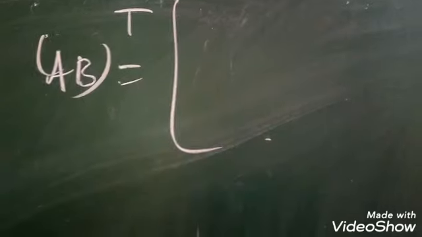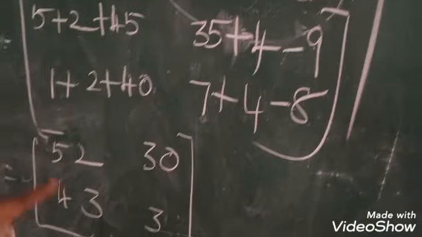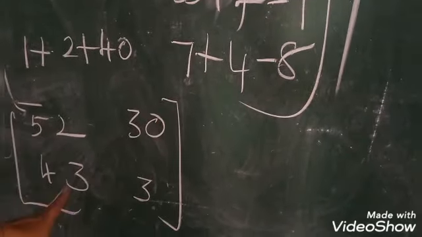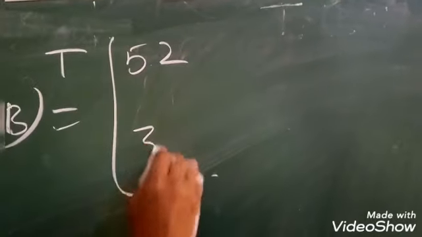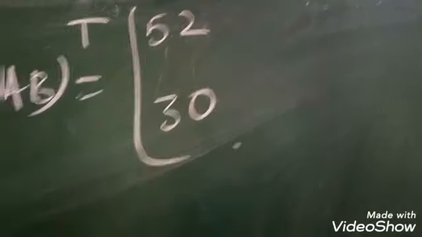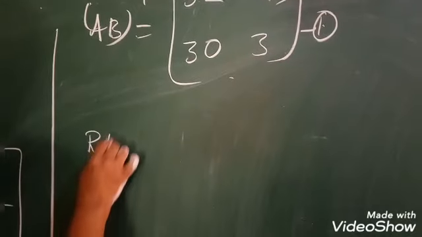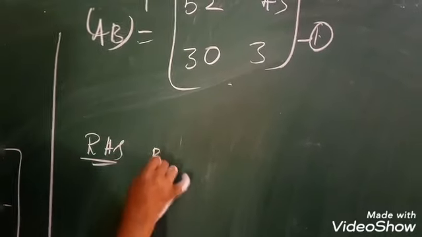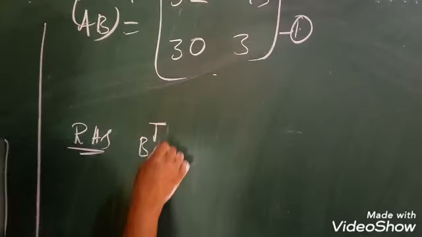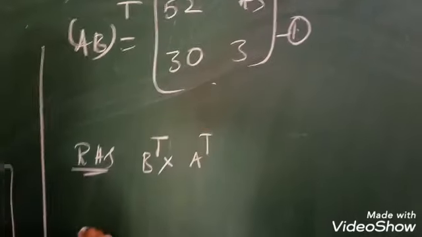Transpose means, as we already know, the rows and columns should be interchanged. Here the rows should be changed into columns. So how do you write? Yes, 52 and 30, then next 43 and 3. This is the LHS answer. In the same way we want to find the RHS, girls. For the RHS, first we want to multiply B transpose, then A transpose.